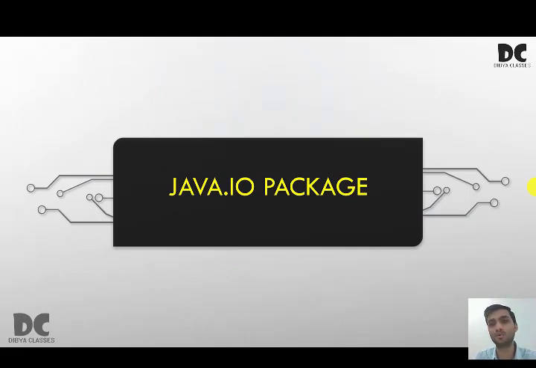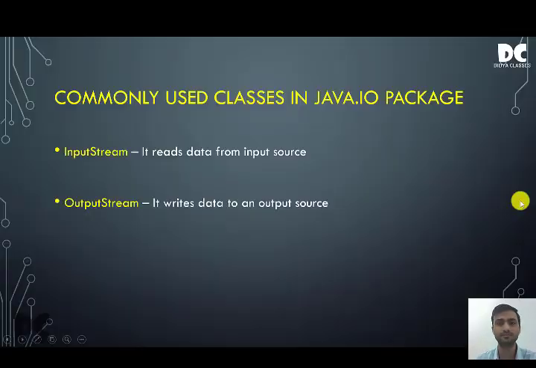Java.io package. I stands for input, O stands for output. So this package contains all information about input and output. So let us see what is within this. The commonly used classes in java.io package are input stream and output stream. There are many classes, but we will be studying only a few classes which are part of ICSE class 10 syllabus.